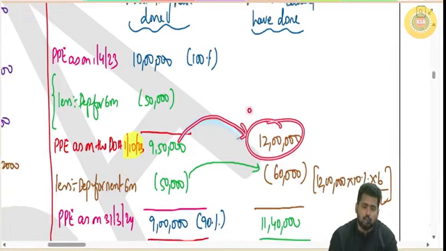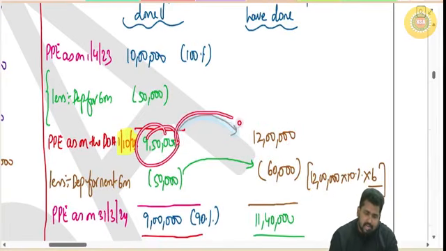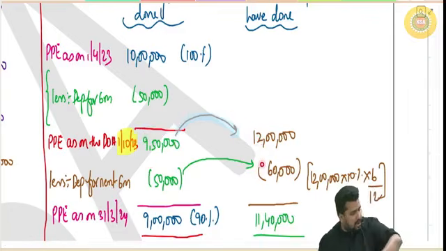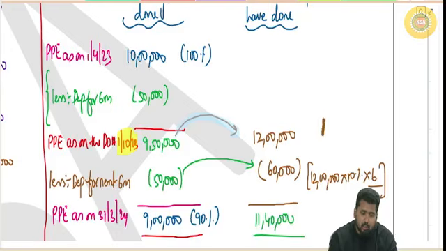Clear? So 9,50,000 and that day the revaluation amount. Okay? The amount of asset is 12 lakh. Therefore, how much is the revaluation increase? 2,50,000 is the revaluation increase.